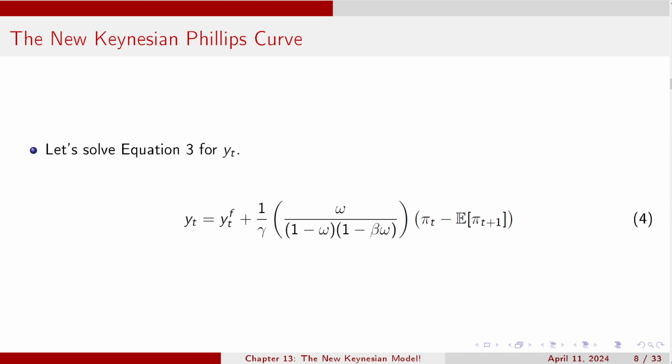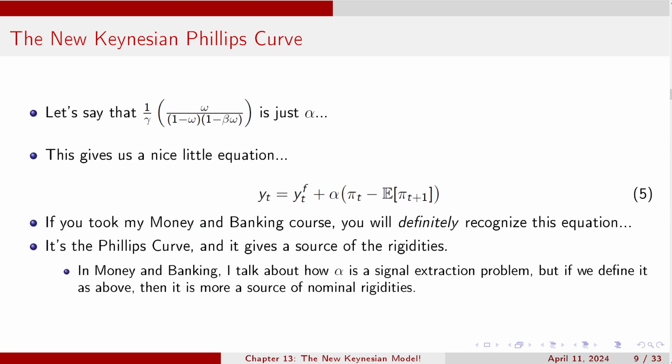So we can play with this a little bit, and we can actually get a good bit of inference from this function. What I'm going to do is replace that whole 1 over gamma, with the omega and all that stuff, with just alpha. And that's going to give me a really nice little equation: YT, current output, equals YTF, the flexible price output, plus alpha times inflation minus expected inflation.